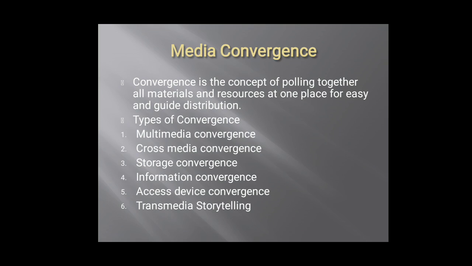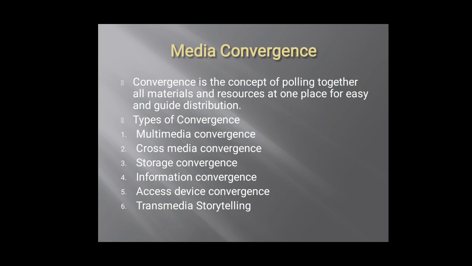Next is cross media convergence. It refers to entertainment industries such as entertainment, publication, and communication media. Next is storage convergence. Digital libraries with easy access are an example of storage convergence. All this content you need to store somewhere, and for that, the digital library is the example.